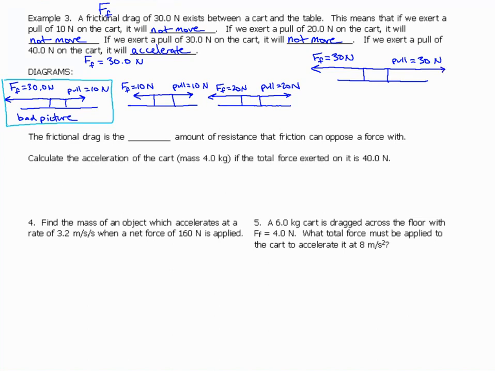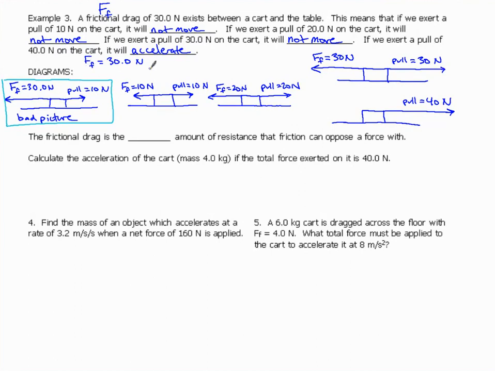In the final scenario, if we exert a pull of 40 newtons on the cart. So here is the table. Here is the same cart. My pull is 40 newtons. In every other scenario, the friction was equal to my pull. My pull of 10, the friction was 10. My pull of 20, the friction was 20. My pull of 30, the friction was 30.